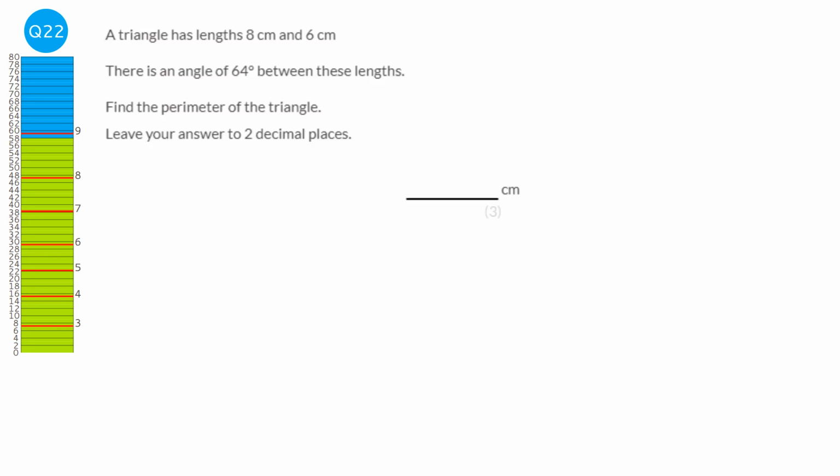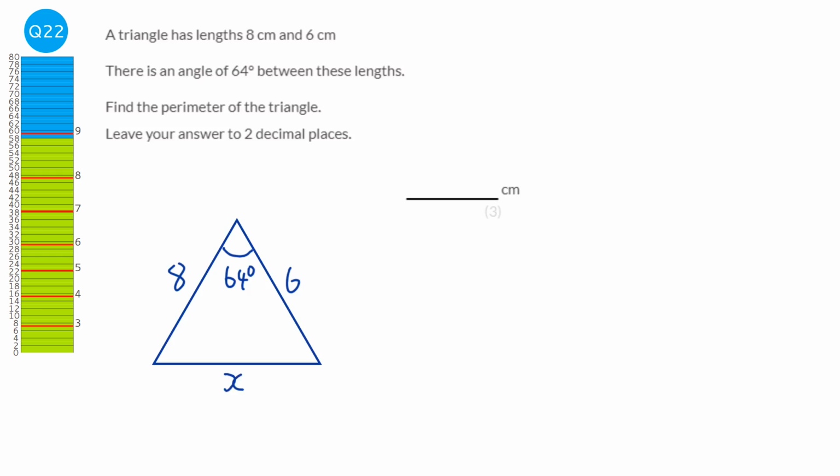Okay, so first thing I'm going to do is just a quick sketch of this diagram. So we're told the lengths are 8 and 6, and the angle between the lengths is 64 degrees. And we've kind of got a missing length down here, which we need to find. So we need to find that one. Okay, so let's label them.